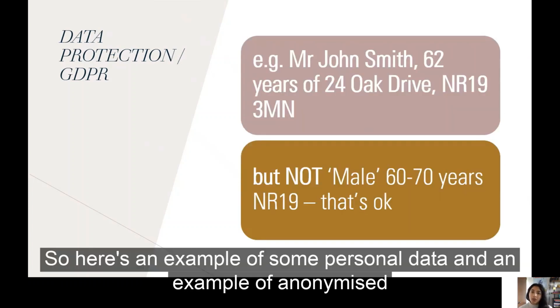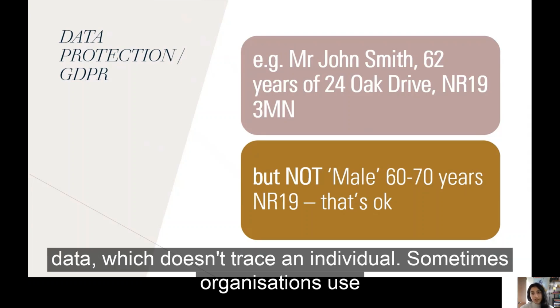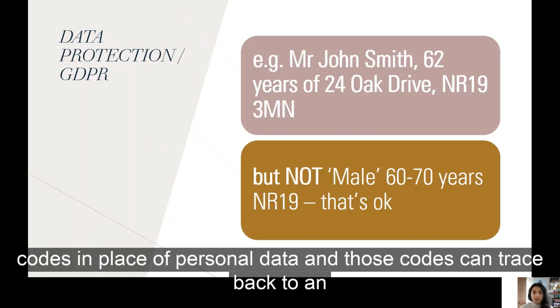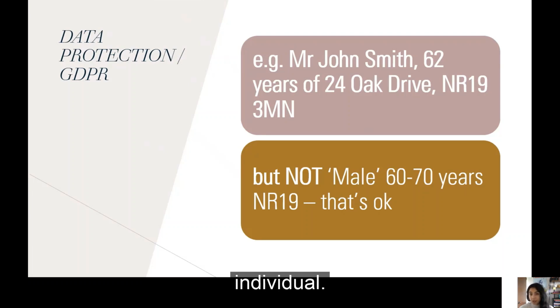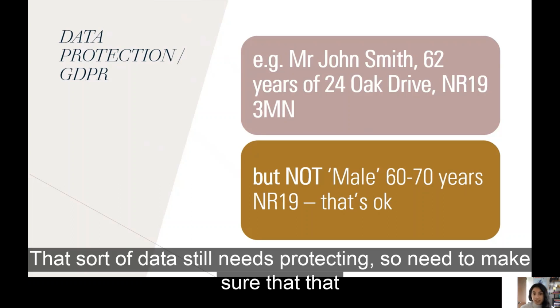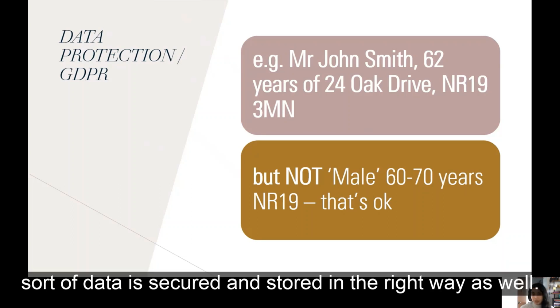So here's an example of some personal data and an example of anonymized data, which doesn't trace back to an individual. Sometimes organizations use codes in place of personal data, and those codes can trace back to an individual. That sort of data still needs protecting, so you need to make sure that that sort of data is secured and stored in the right way as well.